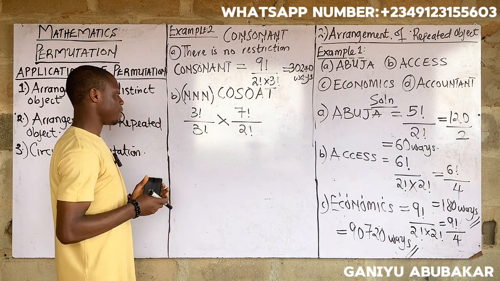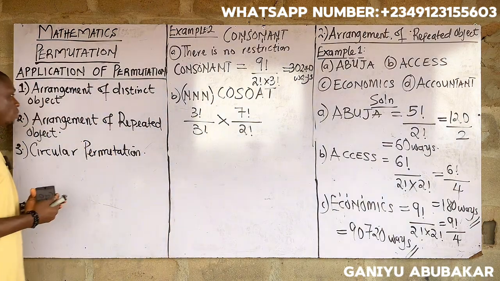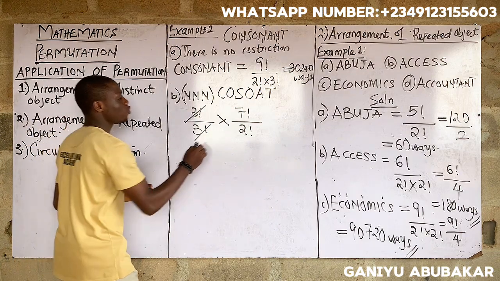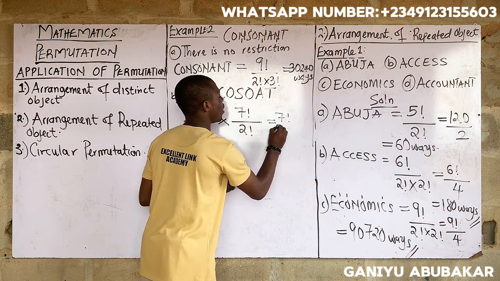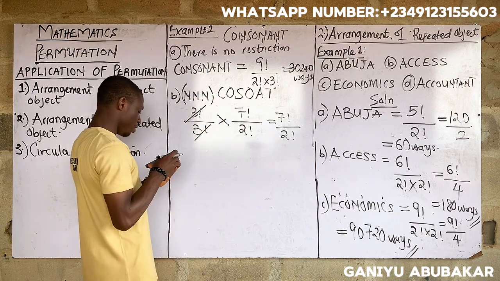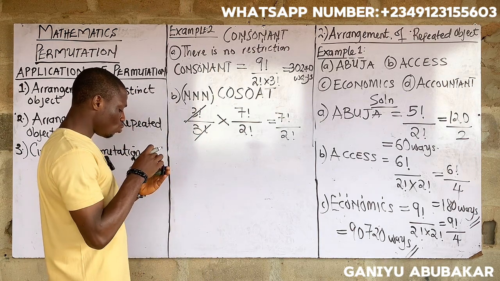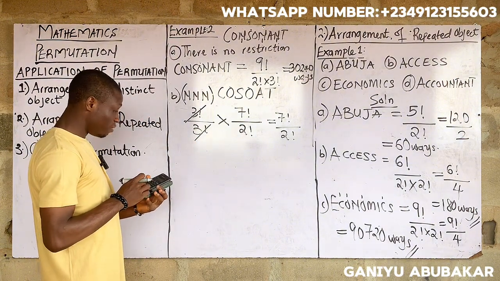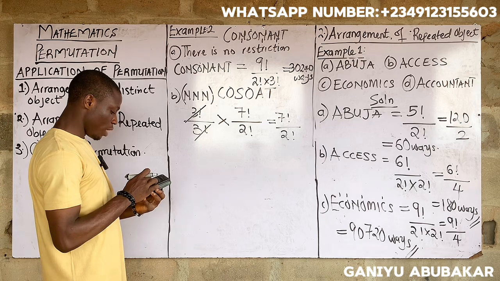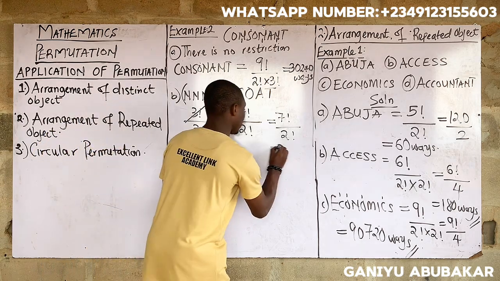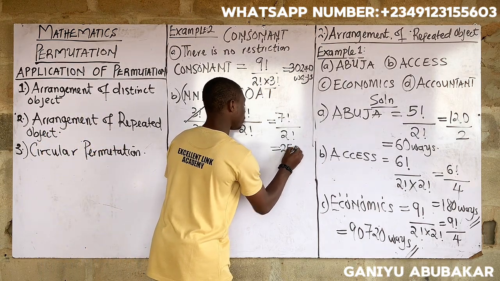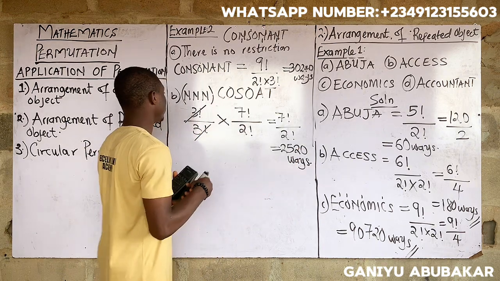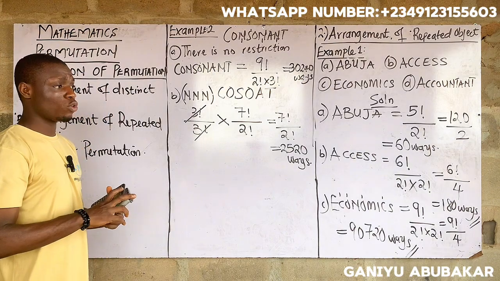To solve this problem, at this point I can easily divide 3 by 3 here. So I'll be left with just 7 factorial all over 2 factorial. If I punch this into the calculator, what do I get? 7 factorial divided by 2 factorial, my answer becomes 2520 ways. That becomes my second answer to that particular question.